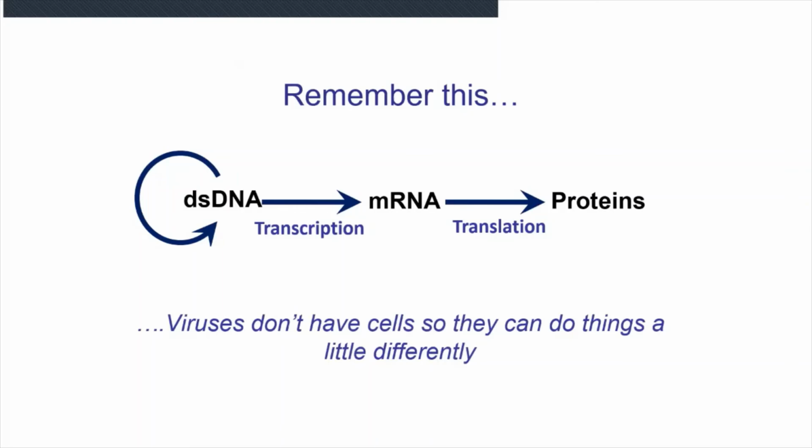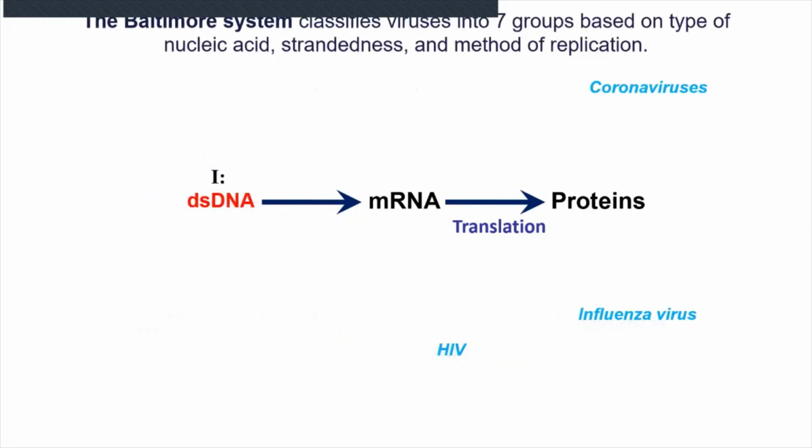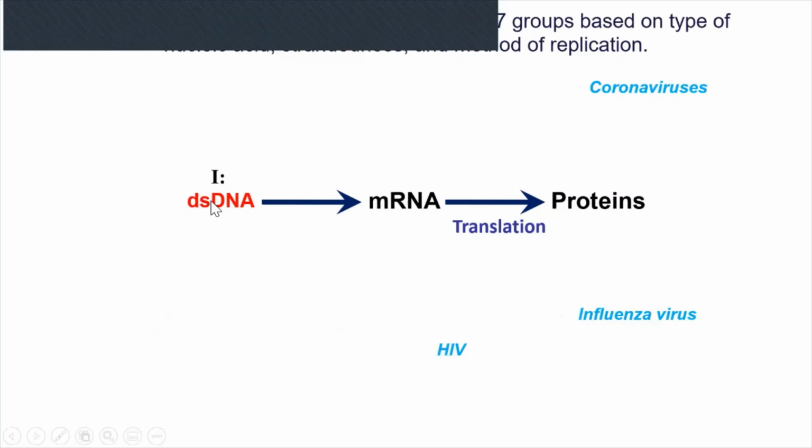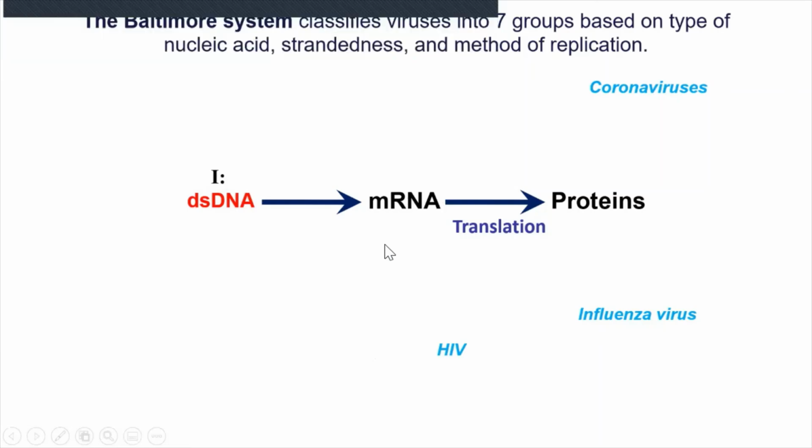In fact, viruses have 7 different strategies for doing this kind of thing, and they don't have to do it the same way that cells do it. I'm going to just show you very quickly the Baltimore system of classifying viruses. It breaks them into 7 groups based on their genomes and how they replicate themselves. First group here is group 1. They're double-stranded DNA viruses, and they use the DNA to make RNA, which is used to make proteins.